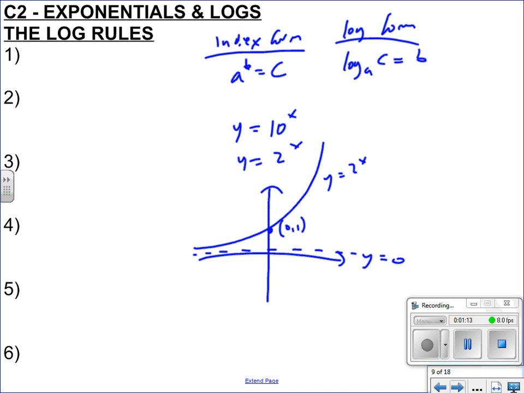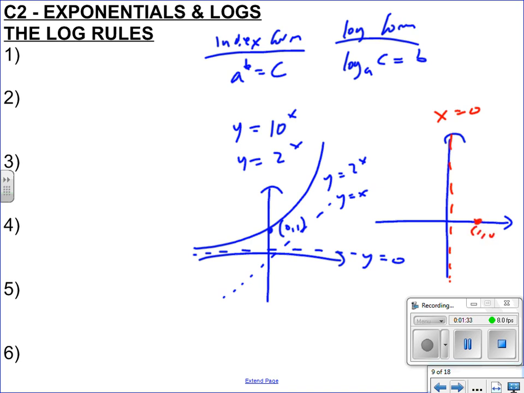But what does the log graph look like? Well, the log graph is a mirror image of that in the line y equals x. So if I drew y equals x, everything is reflected. So not having an asymptote at y equals 0 anymore, I have one at x is 0. I don't cross at 0, 1 anymore, I cross at 1, 0. And I go to infinity like so. So this is your y equals log base 2 of x graph. Okay, there we go. There's our graphs.